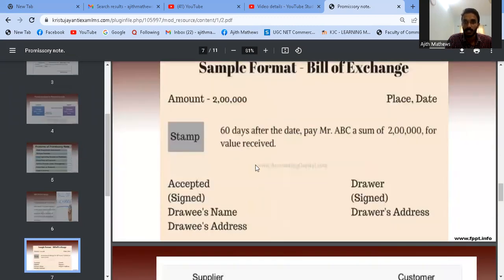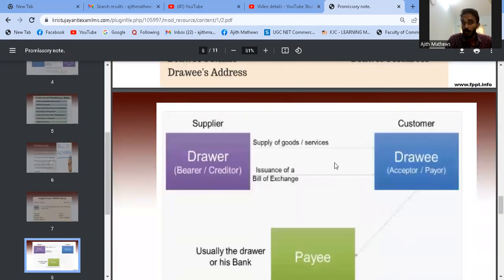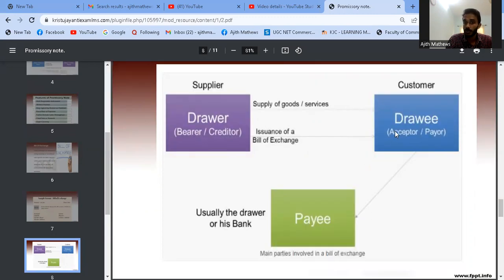That is the concept. So this is the format of a bill of exchange. It is also properly stamped to make it a legal document. And three parties are involved in the bill of exchange. First one is the drawer. Here the supplier, the creditor, is drawing the bill of exchange against the drawee, that means the acceptor. So the creditor, the debtor. Okay, so the creditor is making the bill of exchange to the drawee, and the drawee must accept this bill of exchange. Okay, that is the concept.